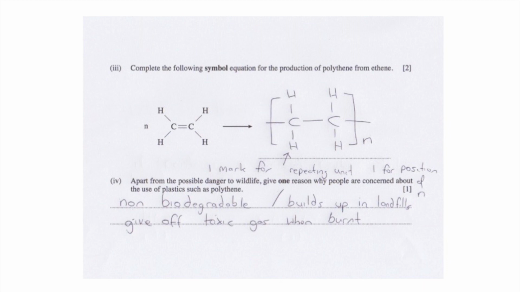And then it's asking you to give 1 reason why people are concerned about the use of plastics, such as polythene. But if you said they're not biodegradable, or they build up in landfills, that would get you a mark. And you could also write down that they give off toxic gas when burnt, and therefore they're difficult to dispose of. We'd accept that as well. 1 mark for that, and 2 marks for the symbol equation. So that part of the question is out of a total of 3 marks.